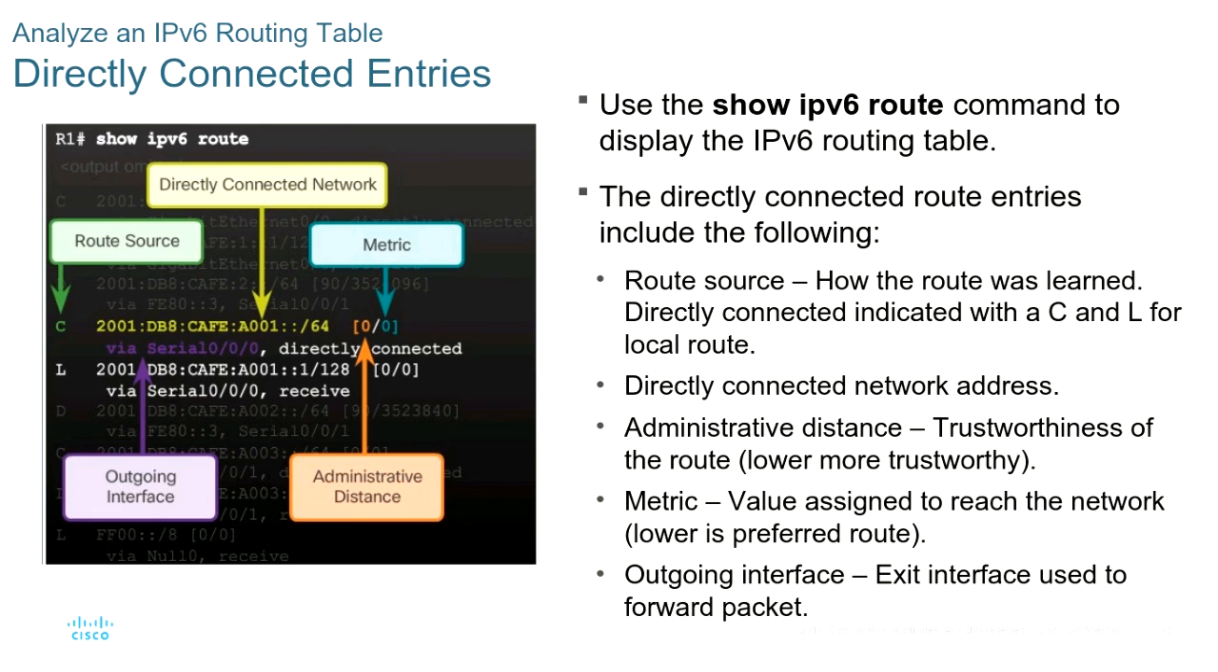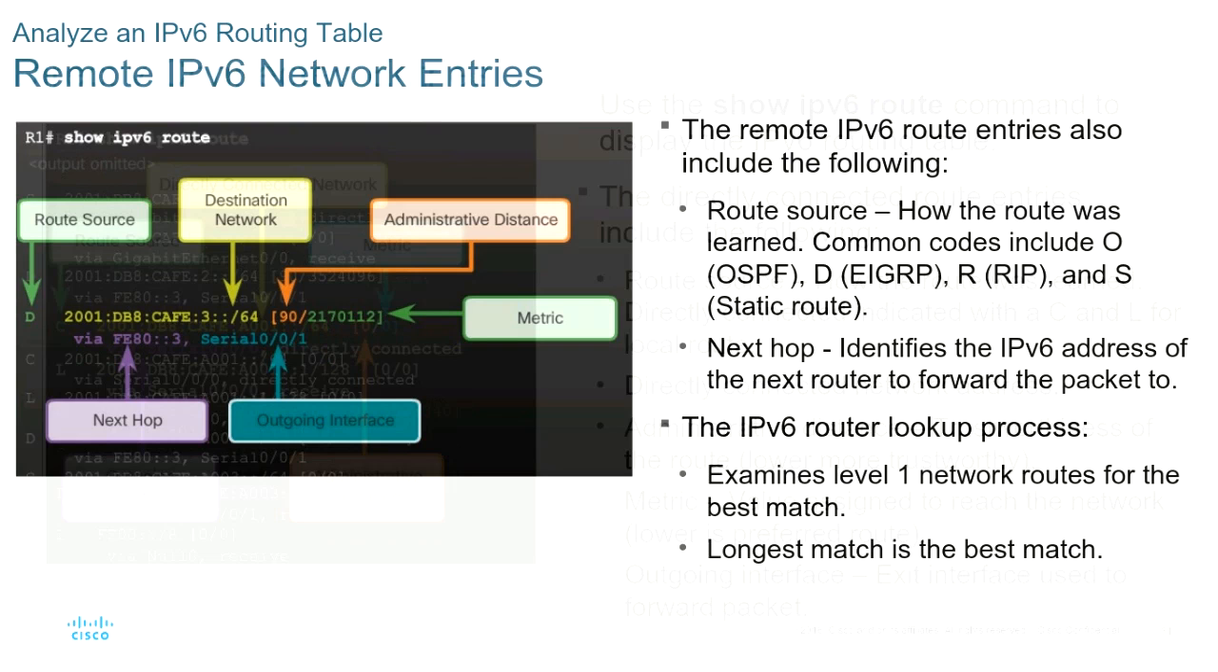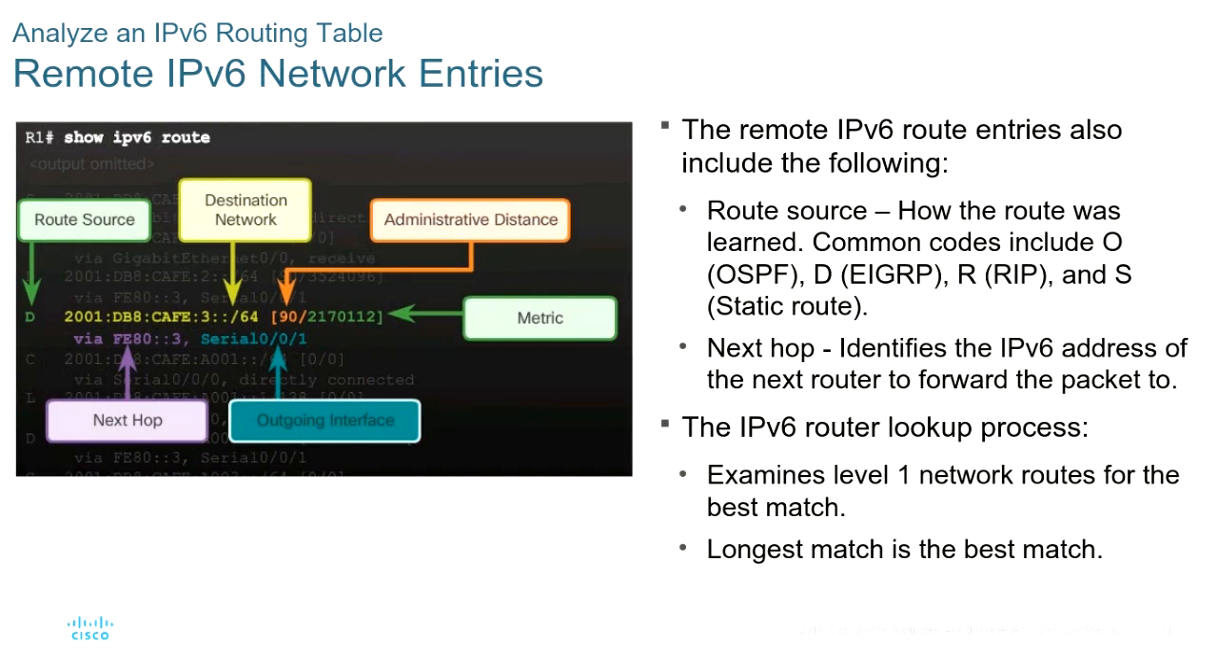There's no hops. And then we have the exit interface to use 000 to get to that. Very similar otherwise to IP version 4. So here's a not directly connected network on this IPv6 router. The D prefix tells us it came from EIGRP.